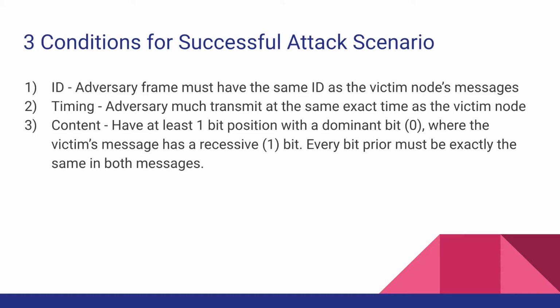What that means is there needs to be at least one bit position with a dominant, and again, that's a 0 bit, where the victim's message has a recessive, or 1 bit. And every bit prior to that must be the same in both messages. And that too must occur after the arbitration period. I'll show you what that means in just a moment.